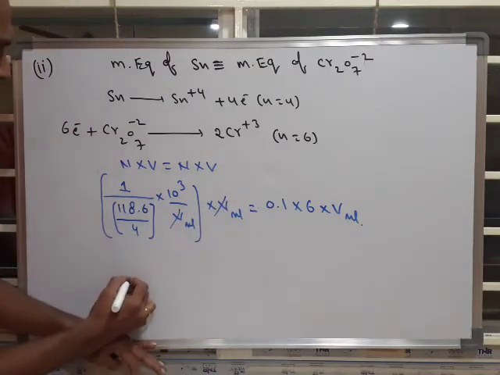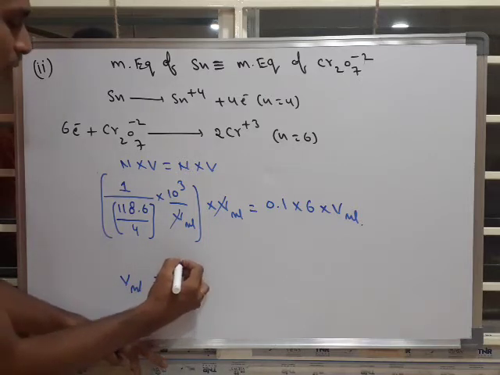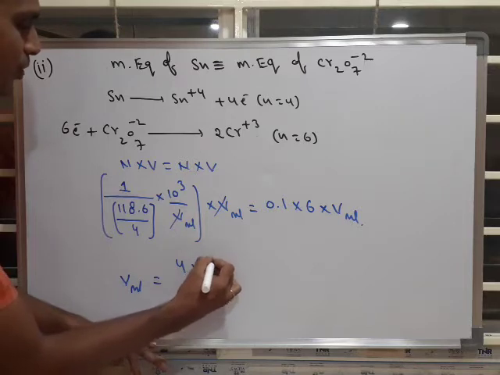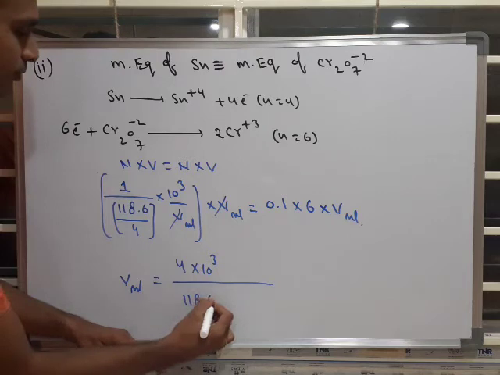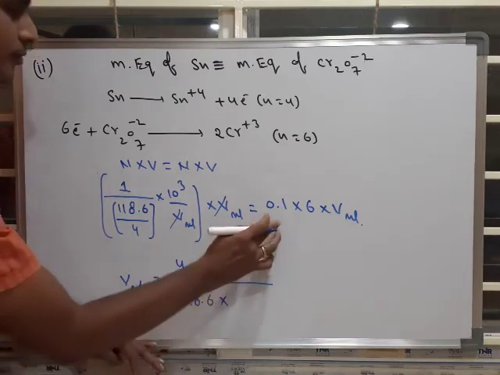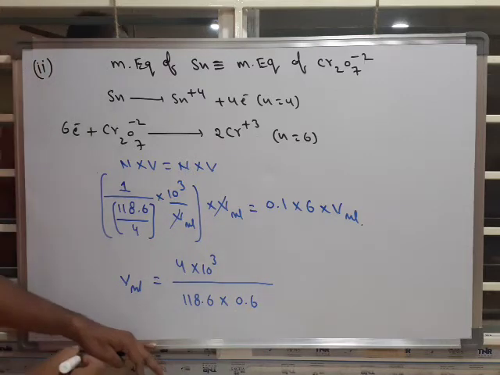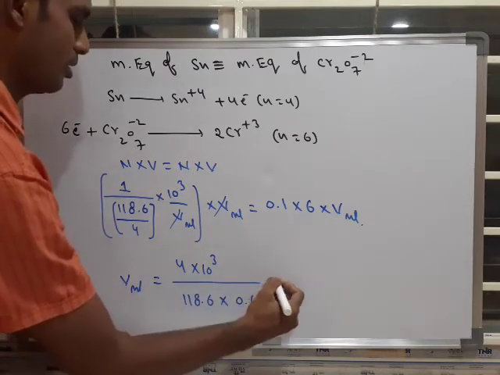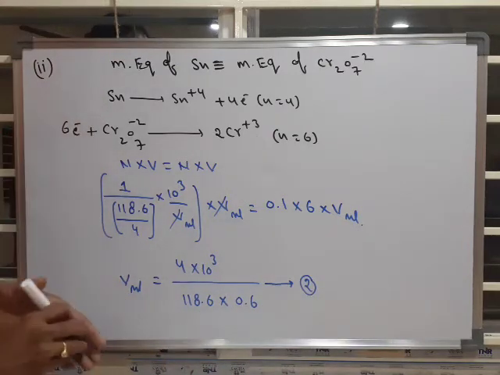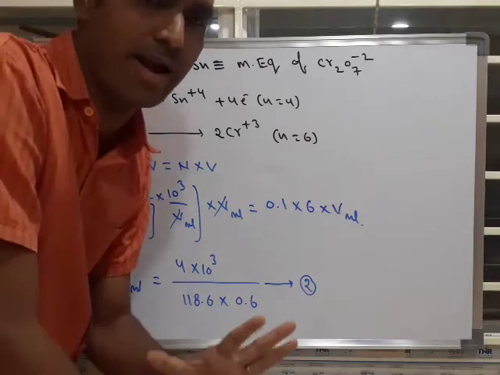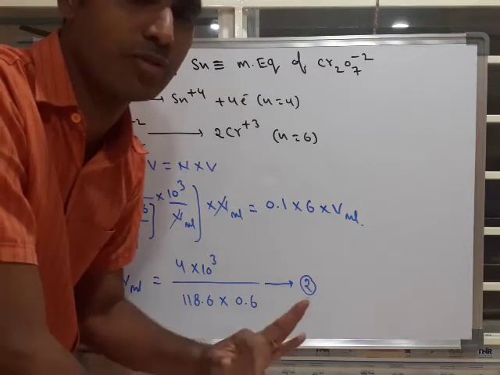So finally the volume of potassium dichromate is how much? 4 into, here we can write 0.6. So don't do any calculation. Say it is equation 2. So actually, in this problem we have to find the ratio, not the exact value. The question says calculate the ratio of the volumes.